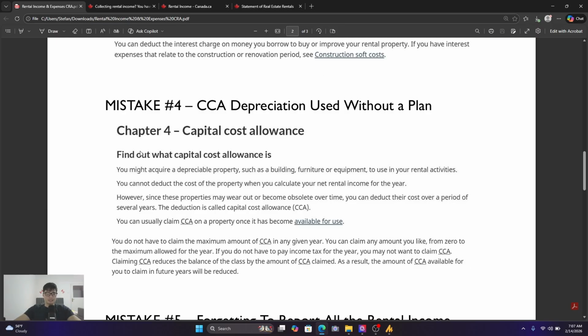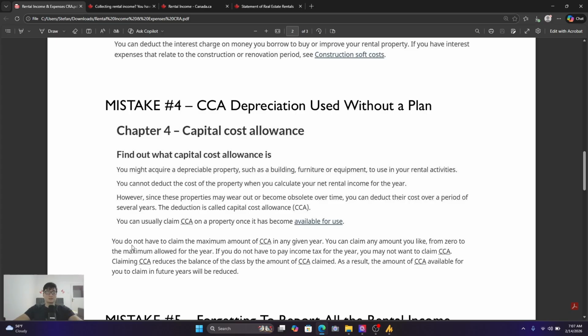Here, if you read, it says you might acquire a depreciable property, building, furniture, whatever, to use in your rental activities. You cannot deduct the cost of the property when you calculate your net rental income for the year. However, since these properties may wear out or become obsolete over time, you can deduct their cost over a period of several years. The deduction is called CCA. Because these things wear out, they allow you to take a percentage of a deduction each year instead of the whole 100%. So let's say you bought furniture that lasts 5 years, then you take 20%. However, there are specific rules relating to what the percentage is, based on the class.